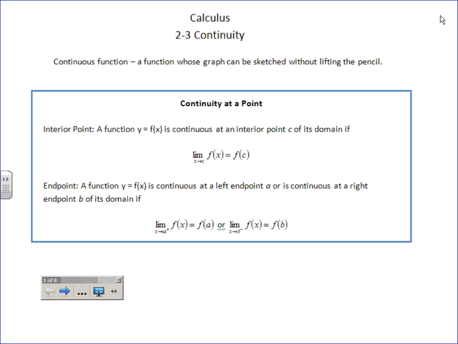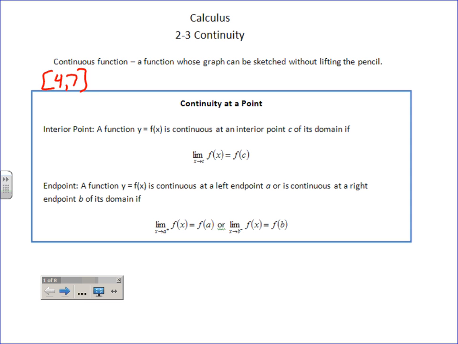Continuity at a point. They're going to say an interior point, because I'm going to give you some interval. I might say negative infinity to infinity. I might say from 4 to 7. So if I say something like 4 to 7, an interior point would be like 5. You agree with that? Or 6, or 5.5. That would be an interior point.